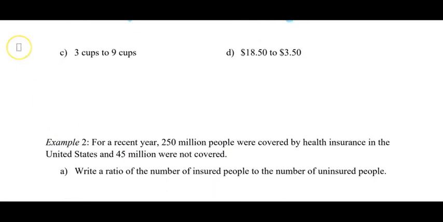So 3 cups to 9 cups, same process. 3 cups, 9 cups, reduce it by 3, 1 over 3. So that is your lowest terms fraction.